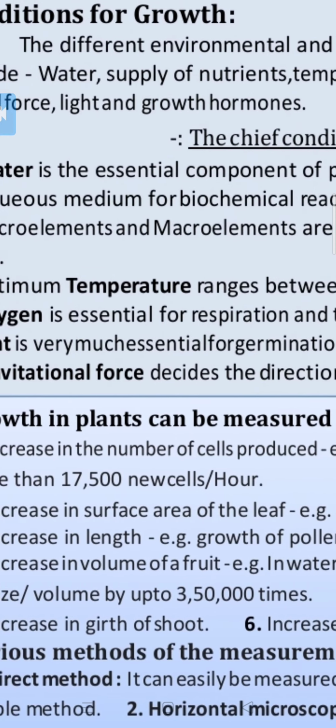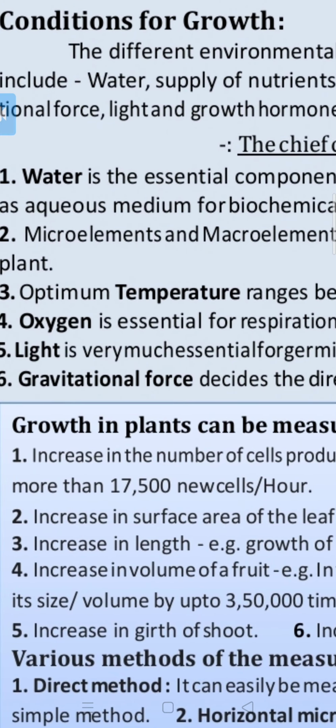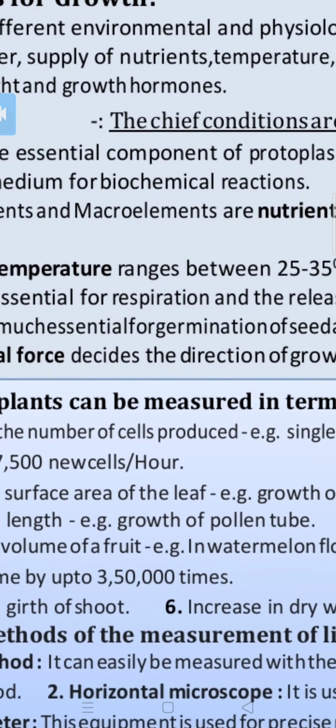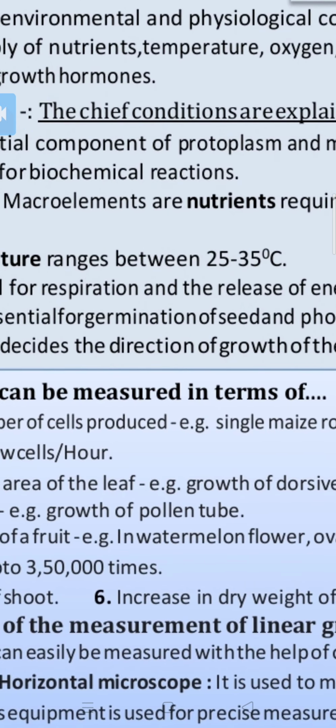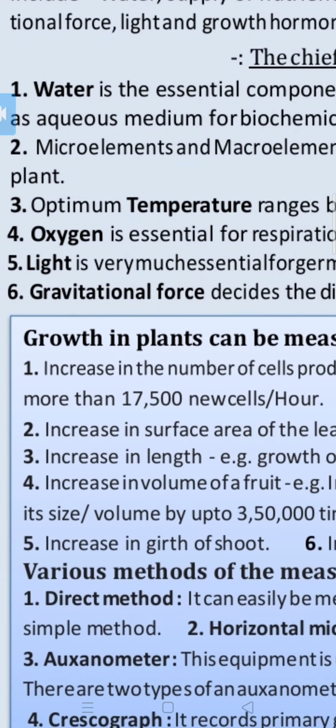Third one is optimum temperature. Optimum temperature means the average temperature necessary for plant growth. It ranges between 25 to 35 degrees Celsius. The optimum temperature of the plant body is 25 to 30 degrees Celsius, that is 298 to 303 Kelvin, and of the animal body is 37 degrees Celsius.